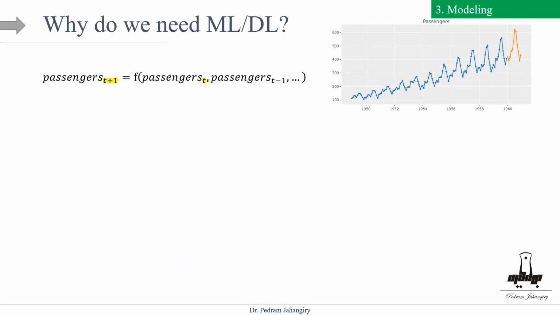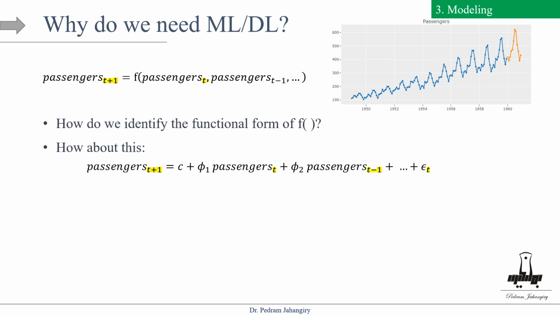And as I said earlier, this F is going to tell us what kind of model we are dealing with. Is it machine learning, deep learning, or econometric? So how do we identify this functional form, this F? We can start with a very simple one. For example, passenger t plus 1 is equal to a simple linear relationship: some constant plus some constant multiplied by passenger t, a constant times passenger t minus 1, and so on.